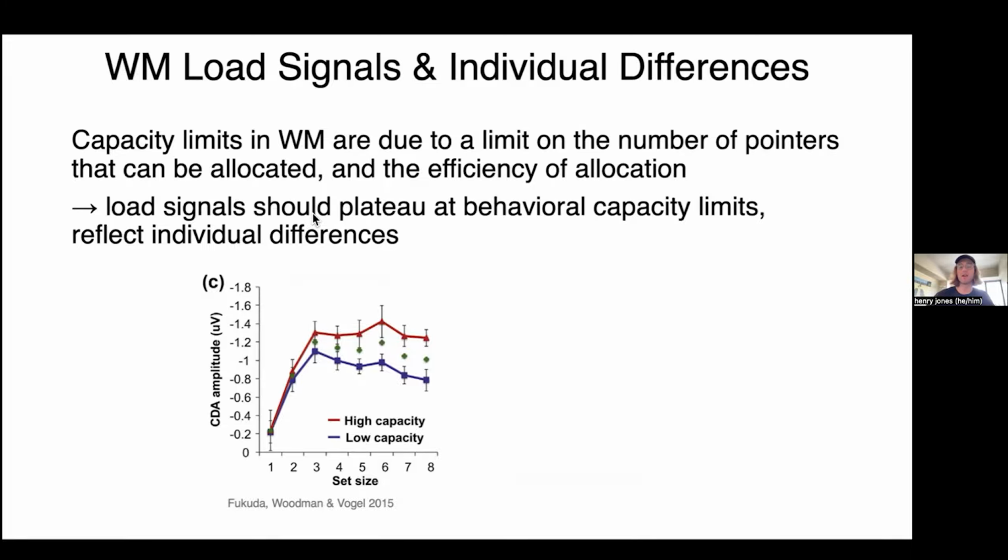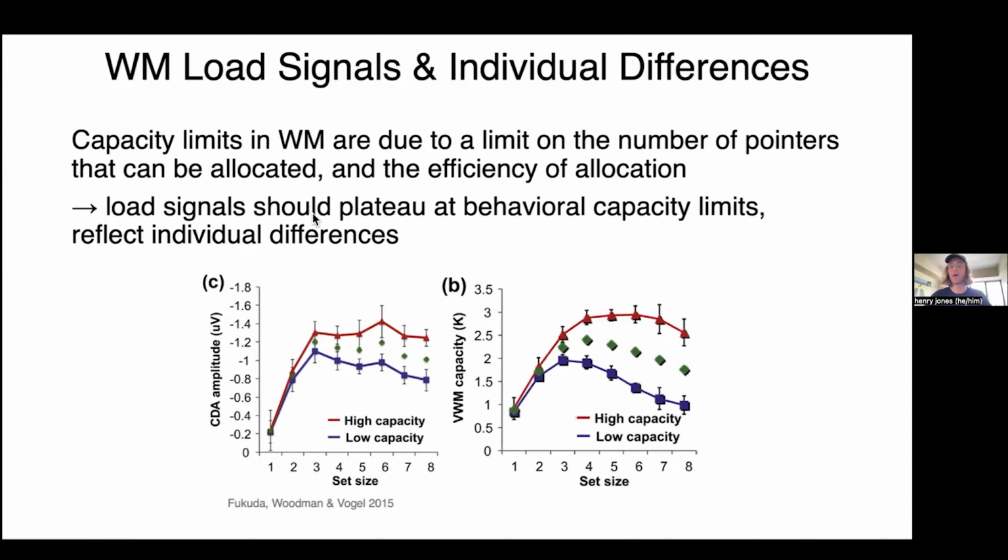And importantly, it plateaued for high capacity subjects, but for low capacity subjects, subjects who performed worse on working memory overall, it waned over the course of increasing set sizes. And this actually mirrored the behavioral performance that they saw as well. And so it does suggest that higher capacity subjects are efficient at pointer allocation, and they remain efficient even when they're overloaded, while low capacity subjects become less efficient.